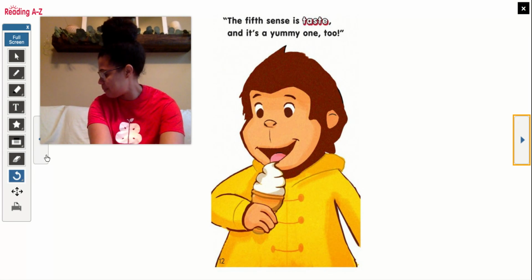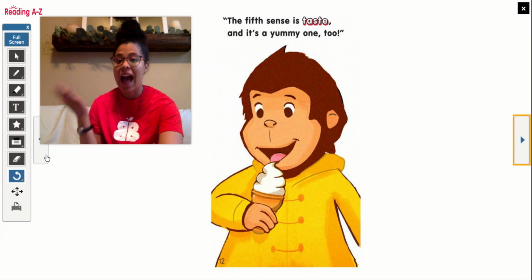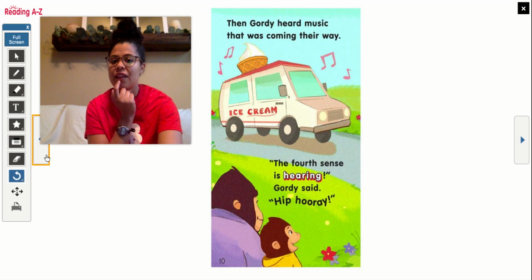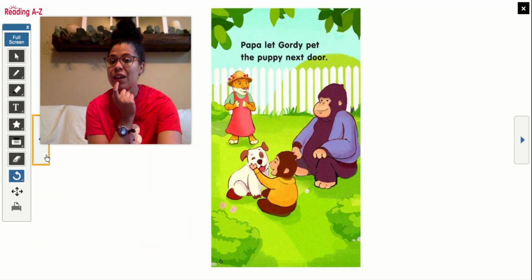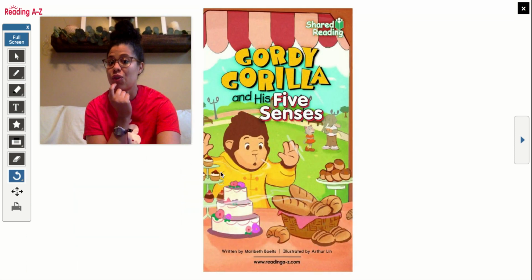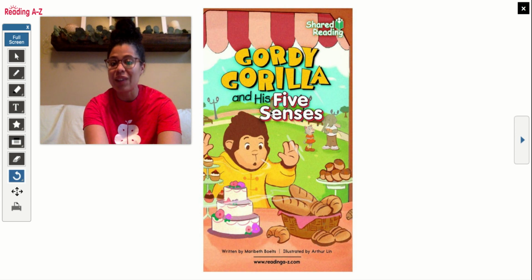Last question. How many senses did Gordy use? This should be an easy one. If we go back to the title page, it tells us how many senses Gordy used. Gordy Gorilla and his 5 senses. That tells me that Gordy used all 5 senses. Let's review what those senses are together one more time.